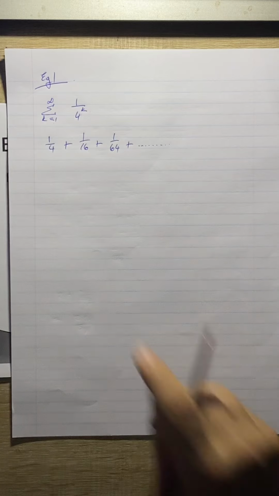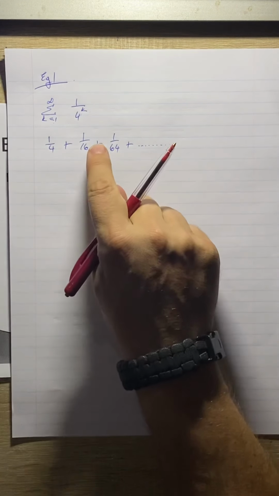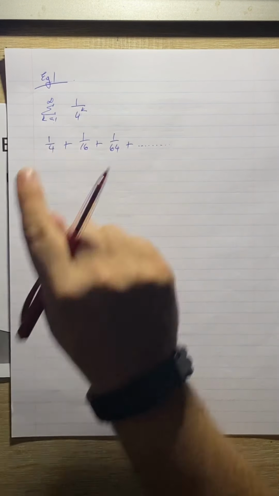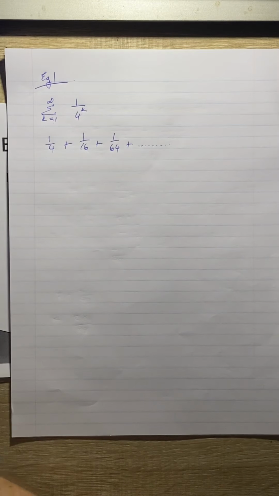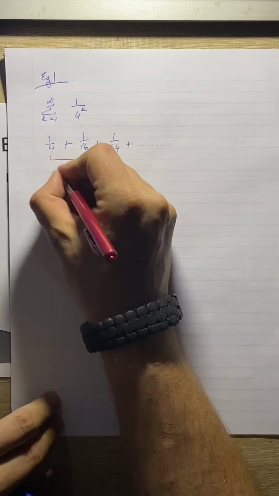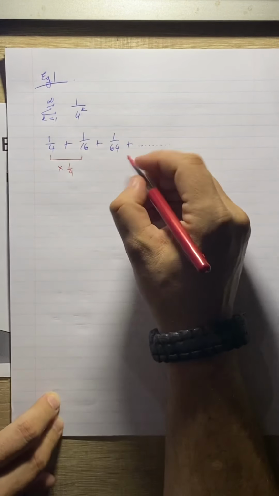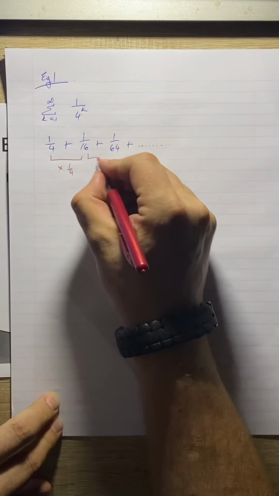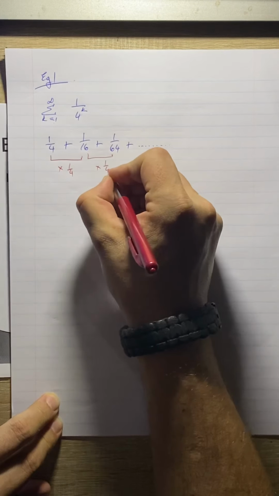The next thing we're going to do is find our common ratio. You take this term divided by this term. So 1 over 16 divided by 1 over 4 gives us 1 over 4, so we're multiplying by 1 over 4. 1 over 64 divided by 1 over 16, you're multiplying by 1 over 4.